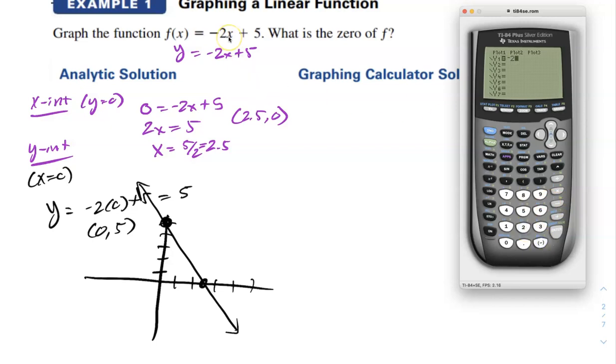I need to type in x or any variable. There's only one button we use for variables here, and that's this variable button. So this will be our x. And then plus 5. And that's it. Now how do I graph it? You're going to hit graph.